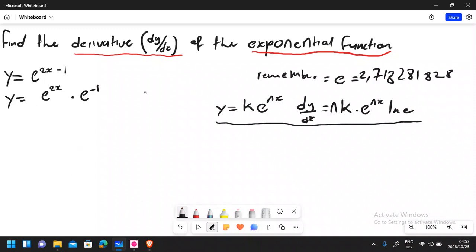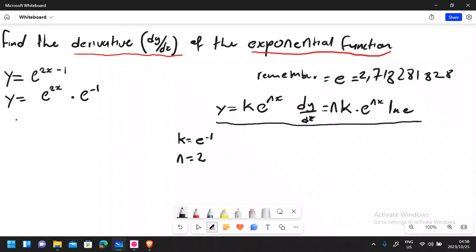So we need to write our unknowns. We can say k in this case now is equal to e to the power of -1. Don't forget, e is actually a number, guys, so we can write it as k, and we can say n is 2. Now when it's like this, we are fine.